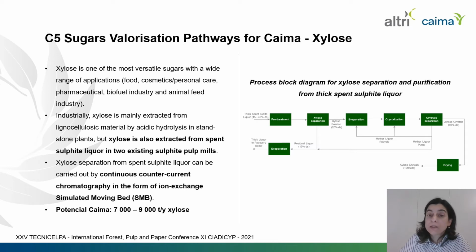According to the specialized literature, xylose separation from spent sulfite liquor can be carried out by continuous countercurrent chromatography in the form of ion exchange simulated moving bed. And also based on the literature, namely patents, we can sketch the process block diagram, identify the main unit operations, and estimate for Coimbra a production between 7,000 to 9,000 tons per year of pure xylose.